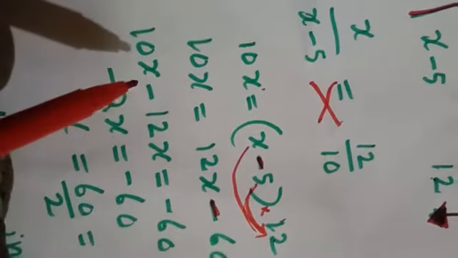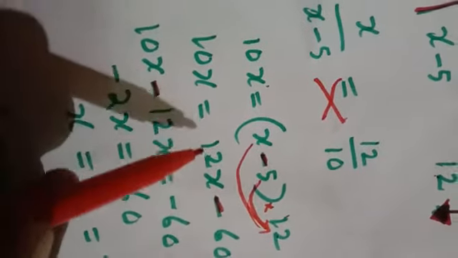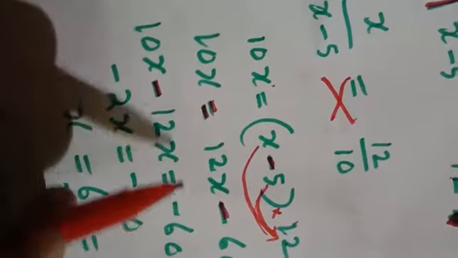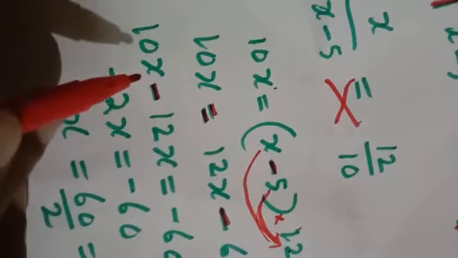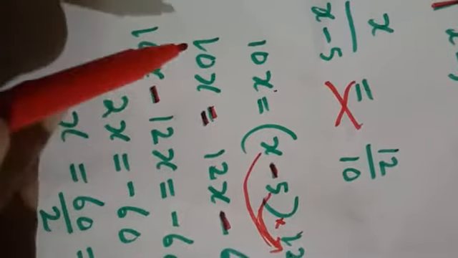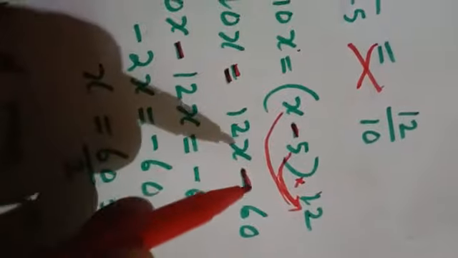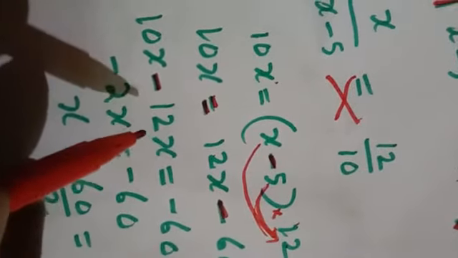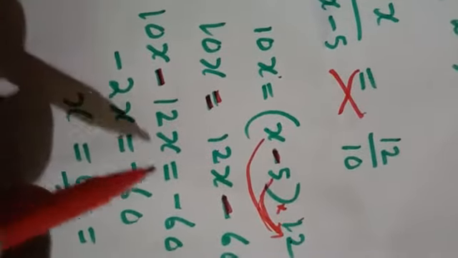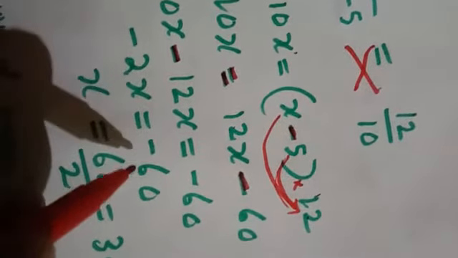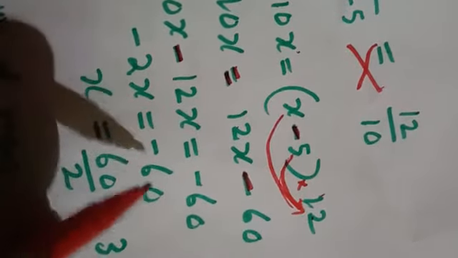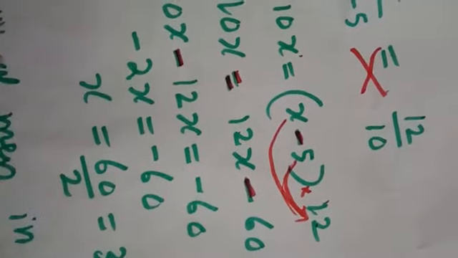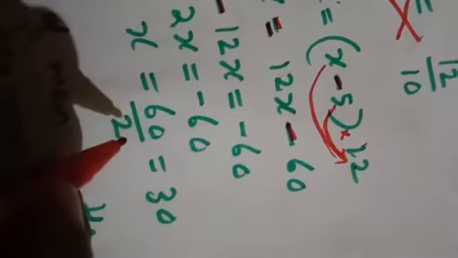Now arrange 10x. Then 12x comes to the opposite side, becomes minus 12x. 12x is on the opposite side of the equal to sign, we want to bring it to the same side as the x variable. So 10x minus 12x equal to minus 60. Then what is 10 minus 12? Minus 2x. Minus 2x is minus 60. Both the minus get cancelled. Minus by minus is plus. So x equal to 60 by 2.